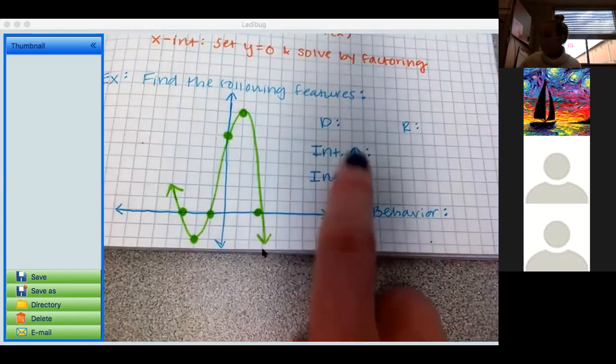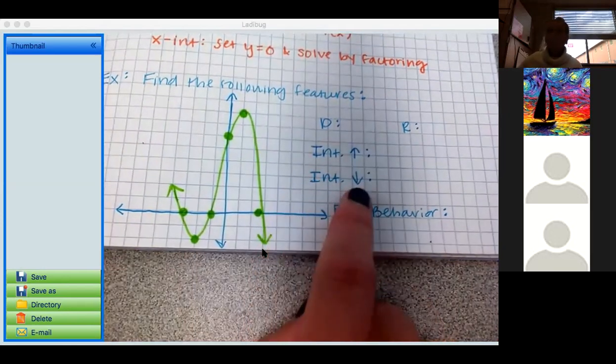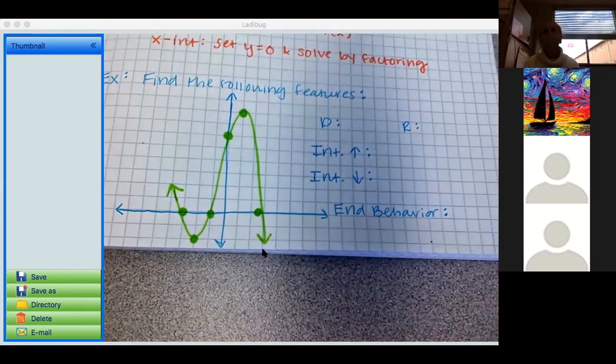Yes, interval of increase going up and interval of decrease where it's going down. Sorry, you know I like to abbreviate. See what you remember. You can ask me questions. You can ask somebody around you questions. People online, y'all can ask me stuff. Just want to see what we remember from Math 3.